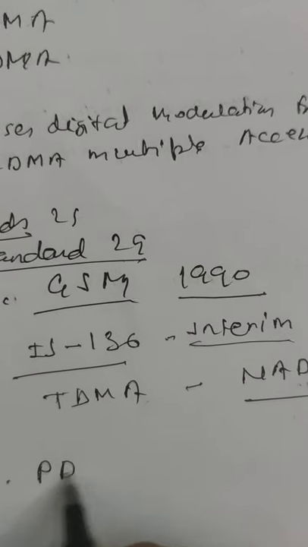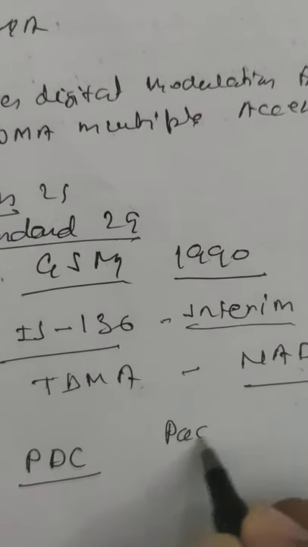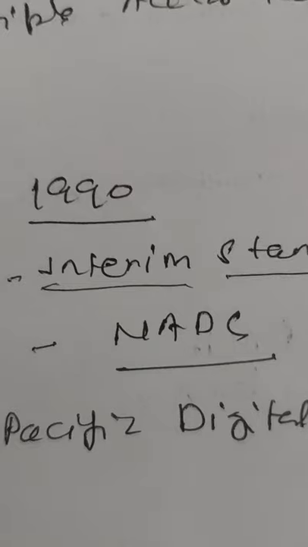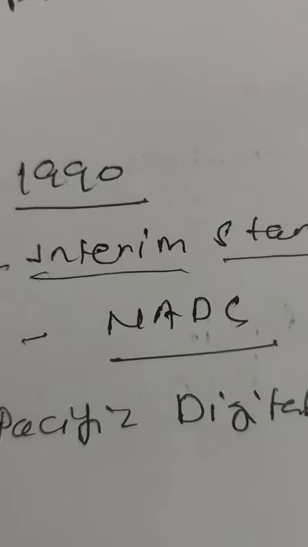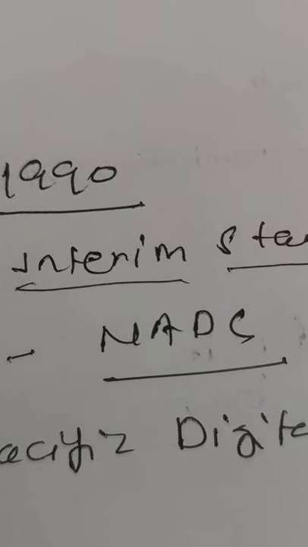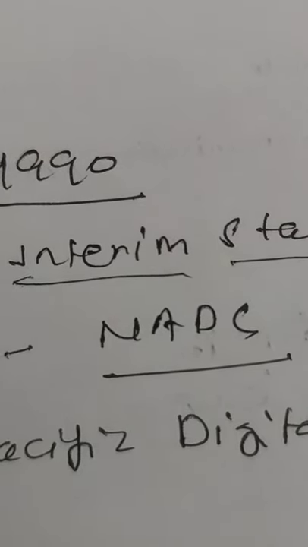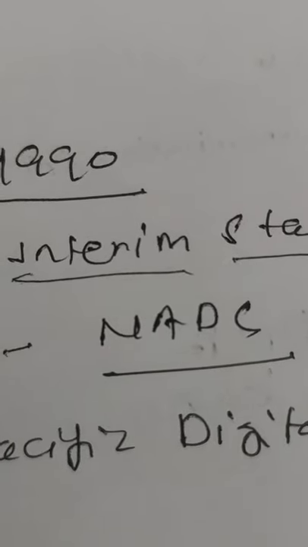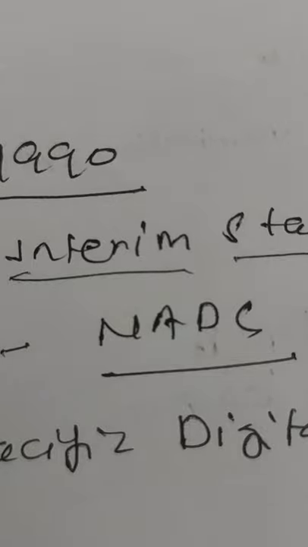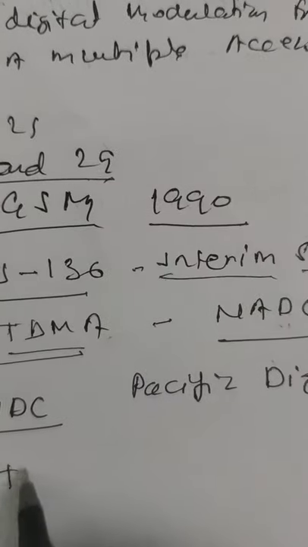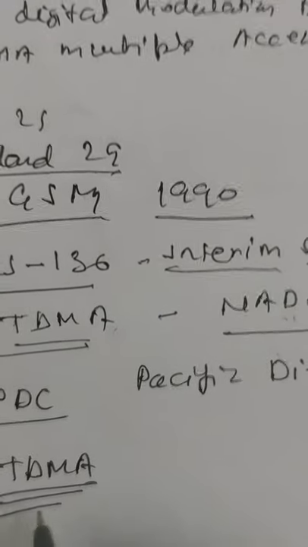The third one is PDC, Pacific Digital Cellular. Pacific Digital Cellular uses TDMA, similar to IS-136. PDC is known as Pacific Digital Cellular, and it uses the similar multiple access technique, that is TDMA.